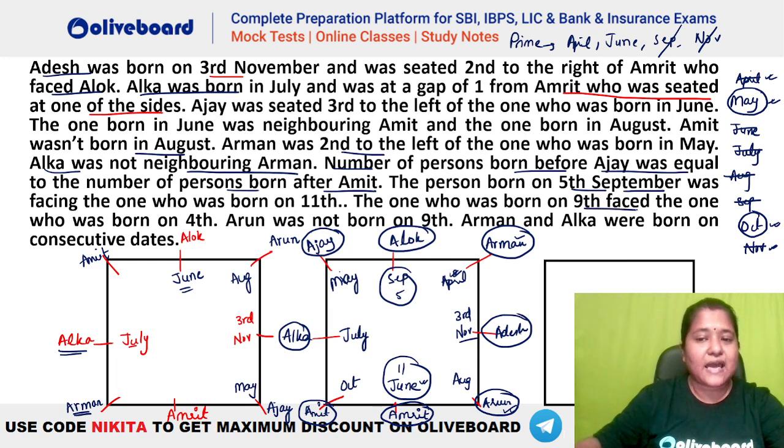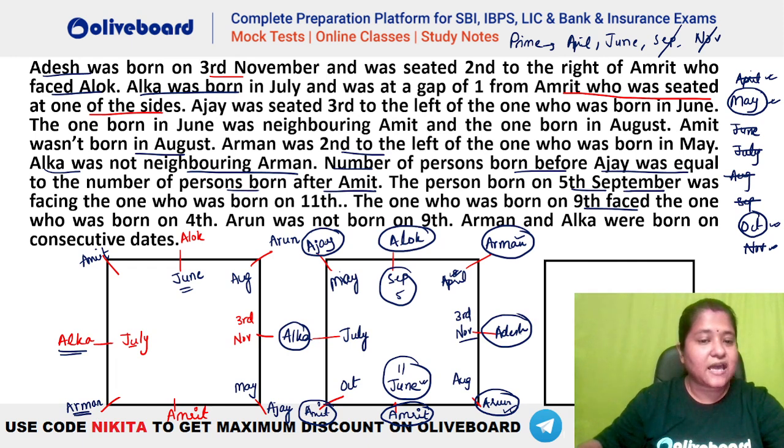The one born on 9th faces the one born on 4th. So 9 has to be opposite to 4. 9 and 4 both are composite values. That means both should be in a month with 31 days. So you can see we can have Ajay and Arun here. May and August, that's a possibility. Anything else that is possible? No. So you can see either Ajay or August, this Arun has to be your 9 and 4.